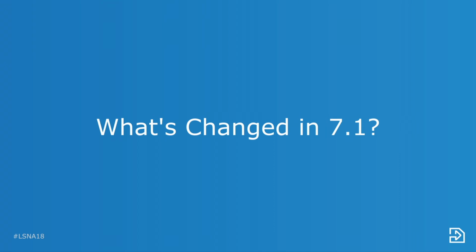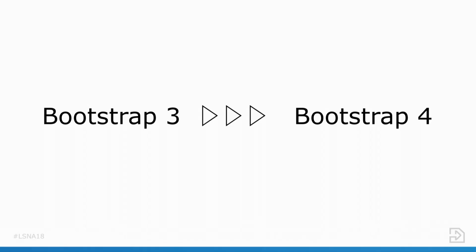But Patrick's going to talk about 7.1 and what's changing and what's new. So what's changed in 7.1? We've upgraded Bootstrap 3 to Bootstrap 4. The layout changed from floats to flexbox. The sizing units have changed from pixels to rem.